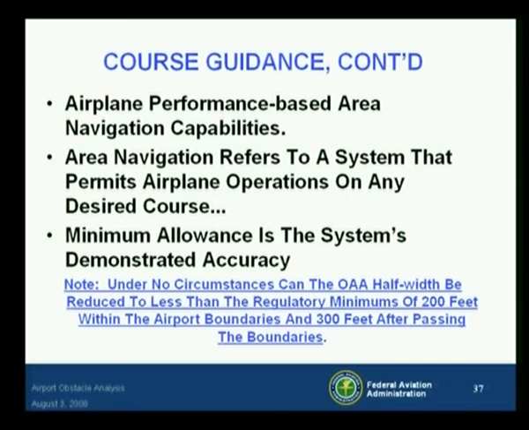But we must always remember that there's still a regulation out there, and that under no circumstances can the obstacle accountability area, half width, be reduced to less than the regulatory minimum of 200 feet within the airport boundaries and 300 feet plus the wingspan after passing the boundaries. I love this analysis method because it's very pilot friendly. It lets an air carrier pilot use his autopilot, fly with absolute course guidance, know exactly where he is, and take it easy in the cockpit. That should be our job for everything these days. But let's take a look at an example of flight track analysis.